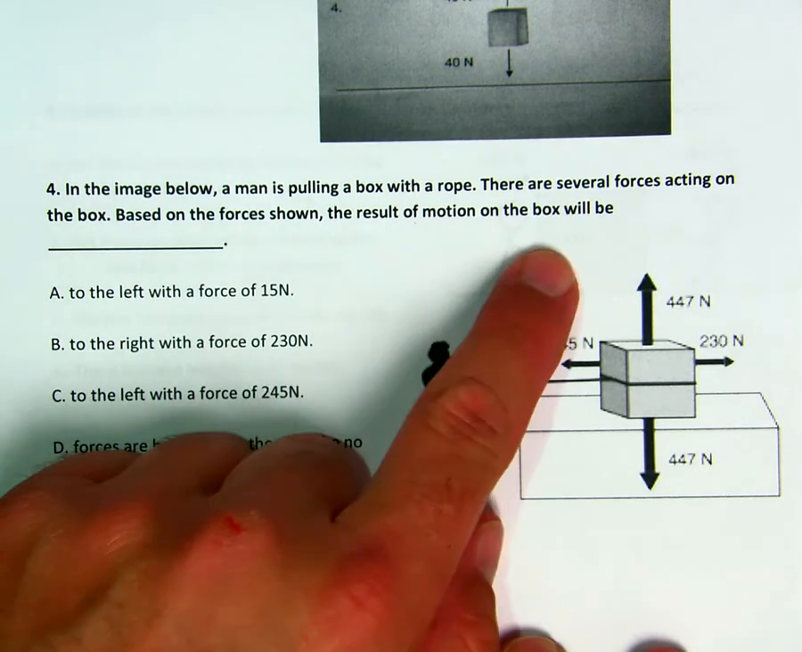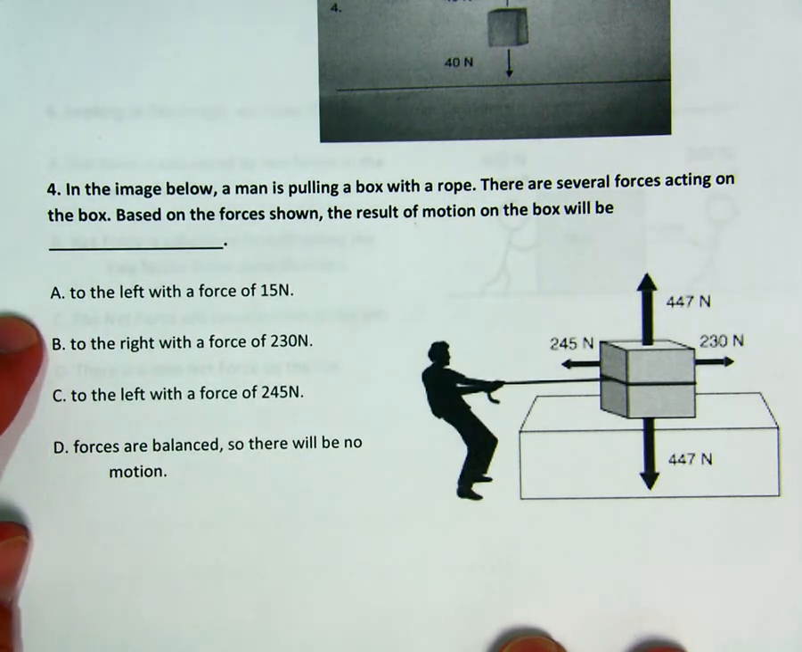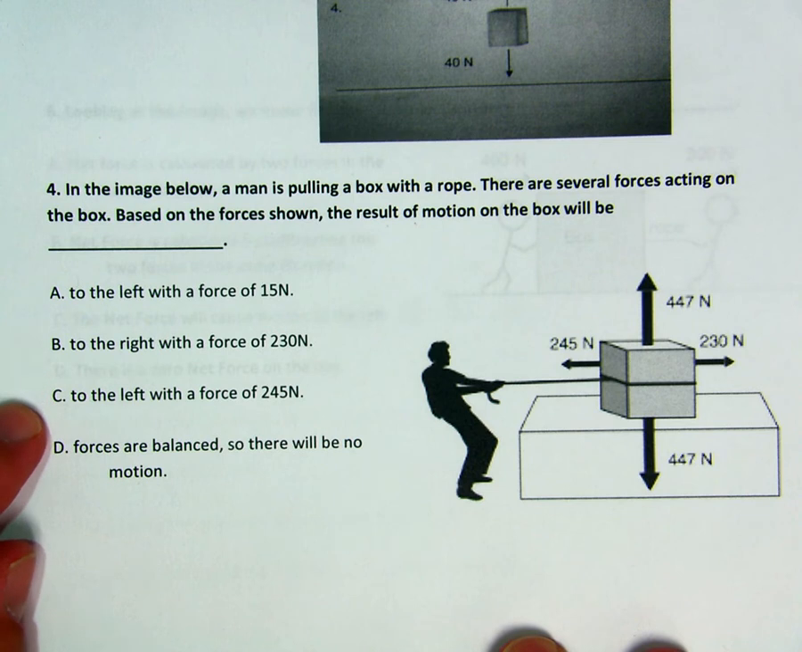So the result of motion on the box will be A, to the left with a force of 15 newtons, B, to the right with a force of 230 newtons, C, to the left with a force of 245 newtons, or D, all the forces are balanced, so there will be no motion.